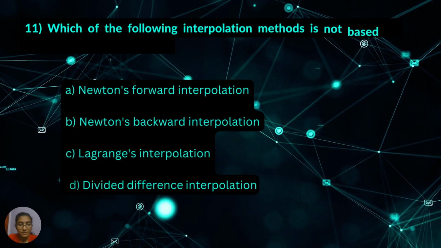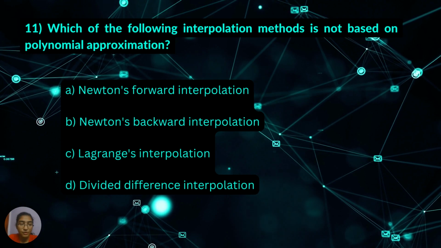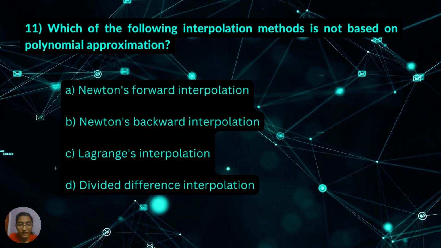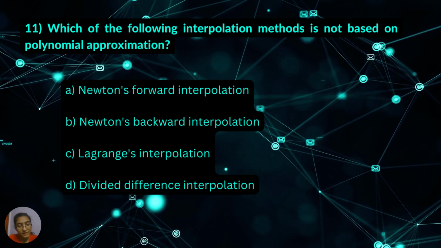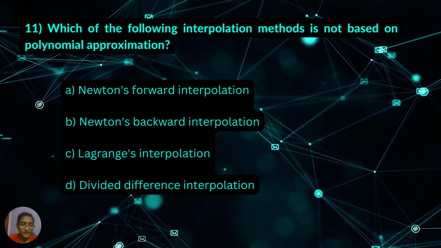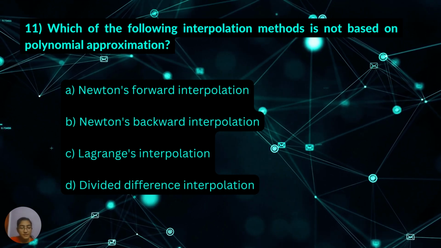Question number 11. Which of the following interpolation method is not based on polynomial approximation? A. Newton forward difference. B. Newton backward difference. C. Lagrange interpolation. Or D. Divided difference interpolation. So the correct answer is D.